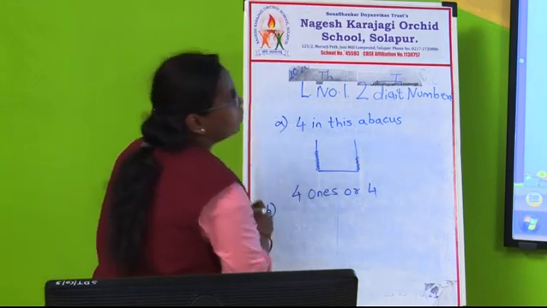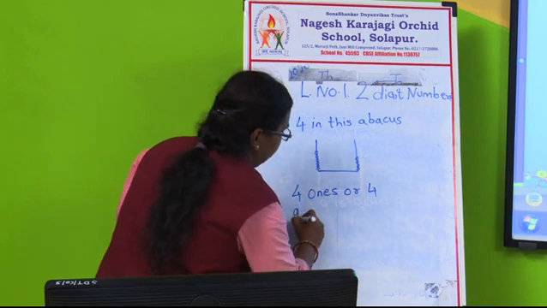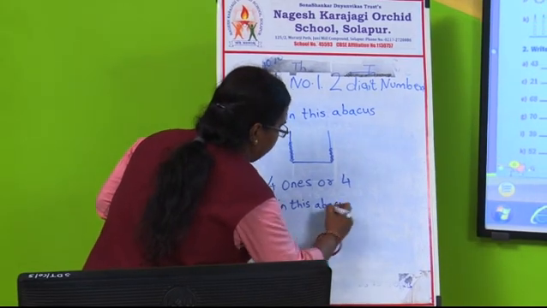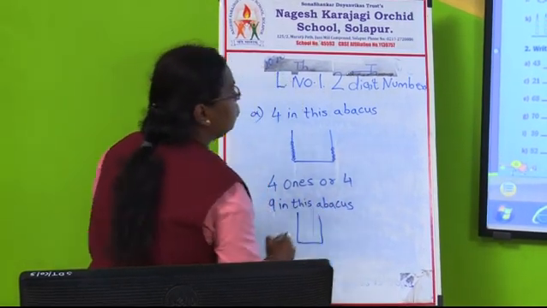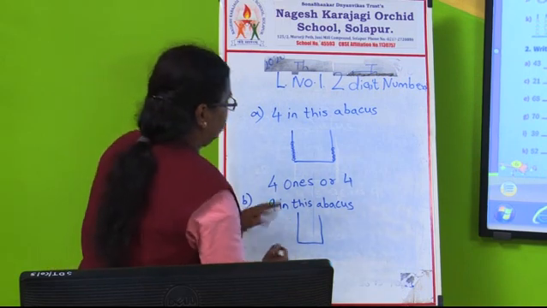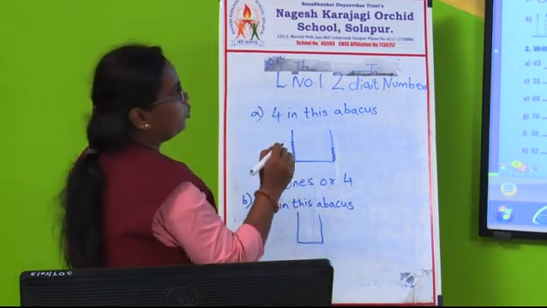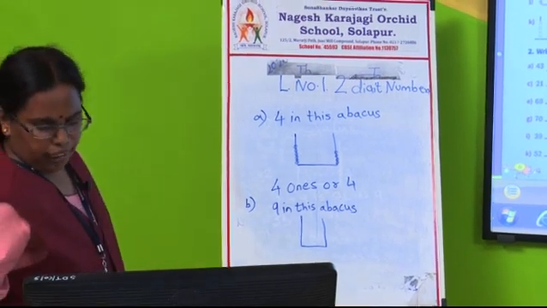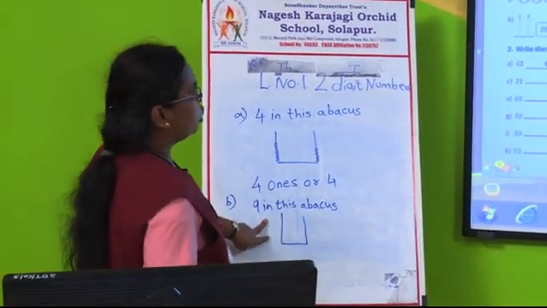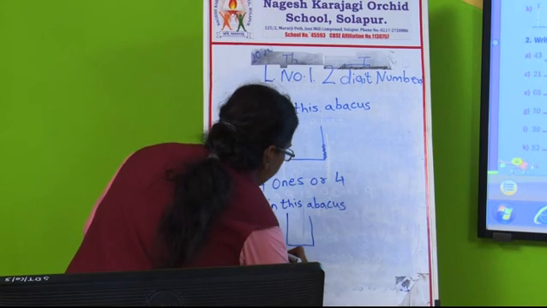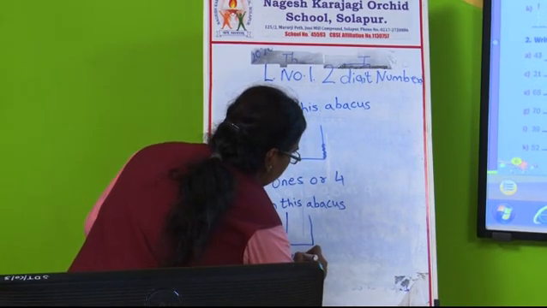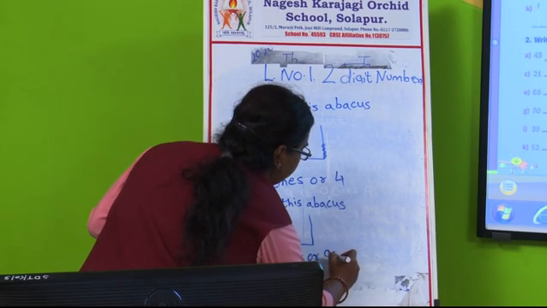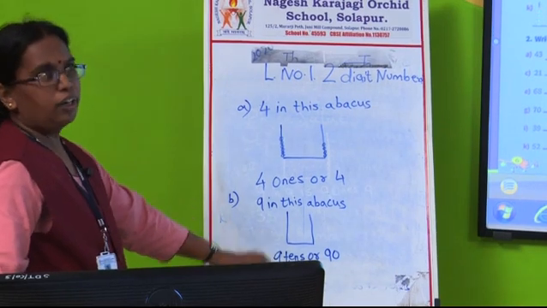Then second, 9 in this abacus. You can show the place value of 9. First 9 is on this side, the tens side: 1, 2, 3, 4, 5, 6, 7, 8, 9, 10. Then 9 tens, or 90. You want to show only the 9, so 9 tens or only 90.